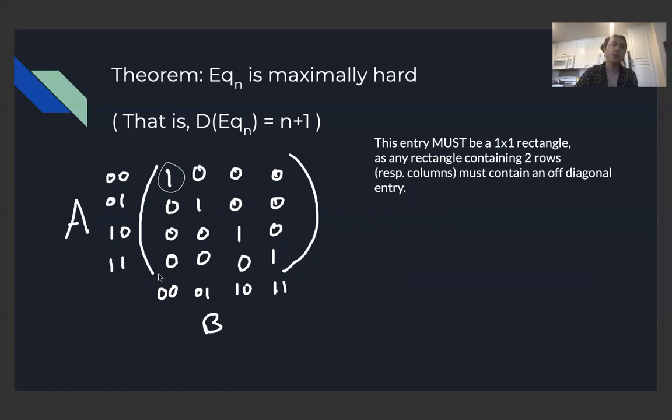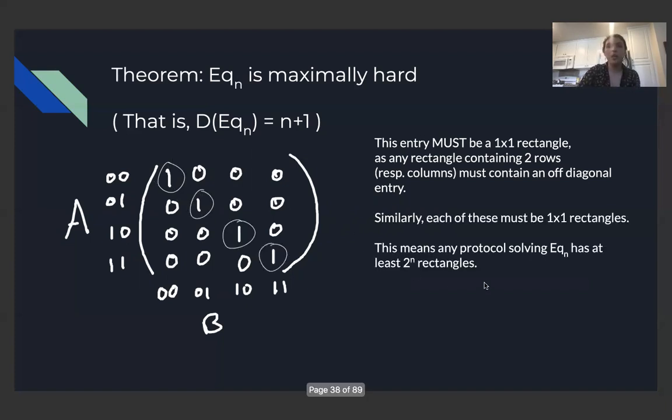And similarly, if it included more entries from this column, it would have to include a 0. So this guy has to be a 1-by-1 rectangle. And similarly, every diagonal must be a 1-by-1 rectangle. But we know there are 2 to the n rows and 2 to the n columns, where of course here n is 2. And so we actually have 2 to the n rectangles, and we haven't even touched the zeros yet.